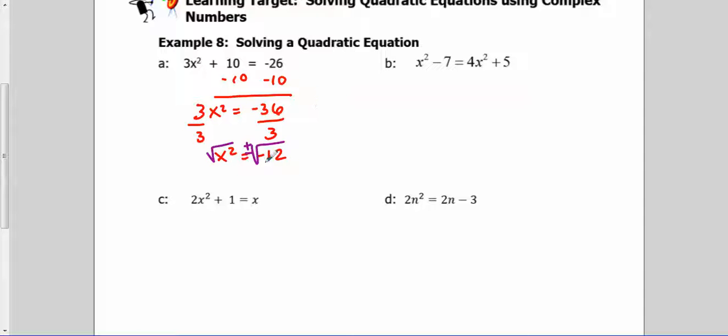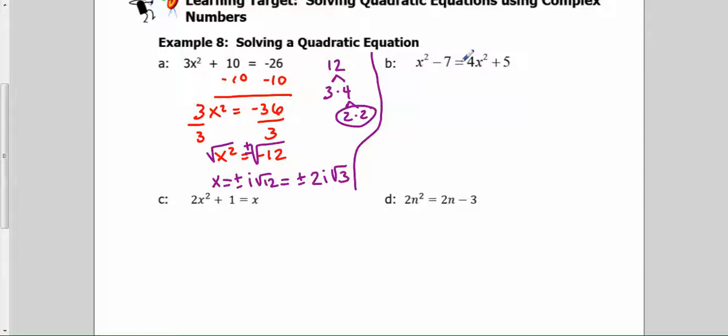So the negative part comes out as an i, and you want to break the 12 into its prime factors. So x is going to equal plus or minus i root 12. And let's break the 12 down. We have 3 times 4, and the 4 is 2 times 2, so the 2 is going to come out. So it's going to be plus or minus 2i, and we still have a 3 underneath the square root.